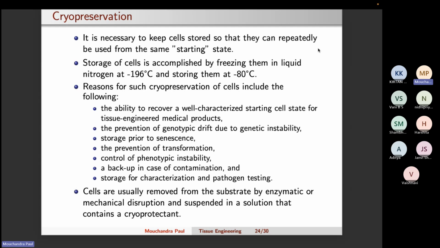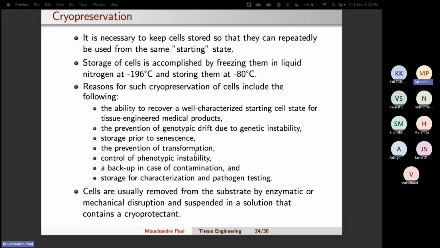-196 degrees Celsius is used for long term storage. That is the temperature of liquid nitrogen. In liquid nitrogen we can store cells for 1 year, but not more than that. Also we can store them at -80 degrees Celsius, but here the time for which we can store the cells is around 3 to 6 months. So every 3 to 6 months we need to make new cell stocks. That is a routine thing done by people who are working in cell culture.